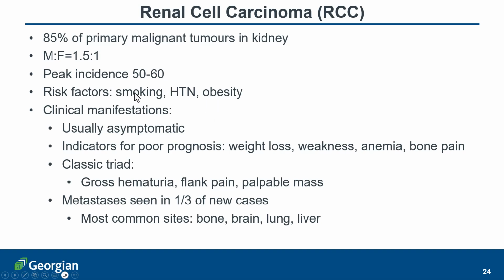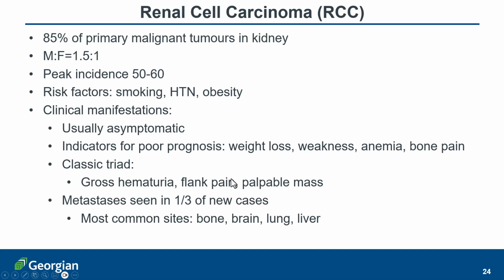The risk factors are pretty much the same risk factors for most of the other cancers, maybe with the exception of hypertension. Smoking and obesity are well-known risk factors for most malignancies, and then for RCC we can add hypertension. The clinical manifestations, unfortunately, for RCC, it's usually asymptomatic until the very late stages. The indicators for poor prognosis include weight loss, weakness, anemia, and bone pain, which typically indicates that the cancer has metastasized. If there are clinical manifestations, it is referred to as a classic triad, where you have gross hematuria, flank pain, and a palpable mass.